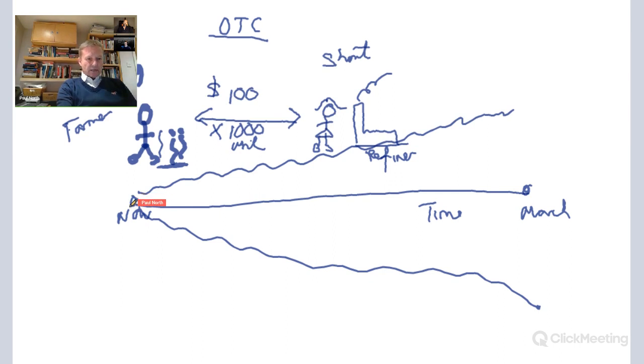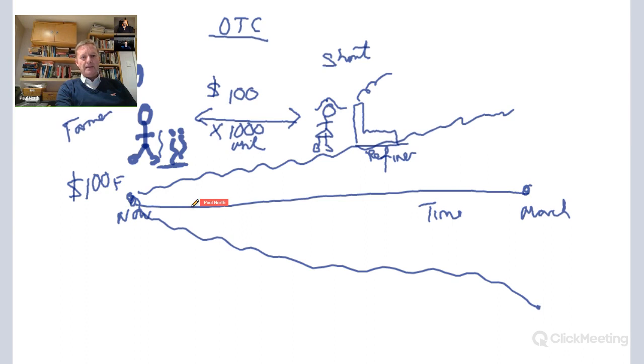So they strike the trade today at 100. There we are. I'll put an F there so we recognize that that is the forward price. And in very, very simple forward contracts, no money changes hands between these two parties. It's just an agreement. In the old days, of course, you'd just shake hands on it.